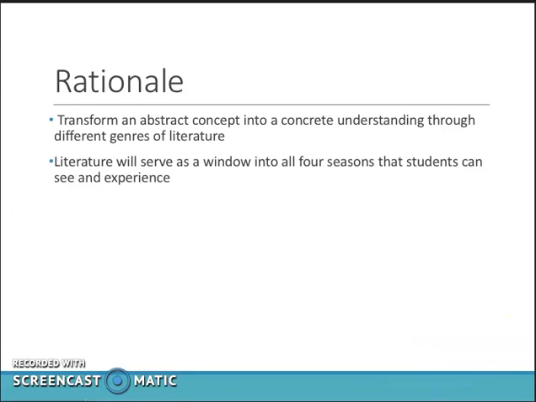My rationale here is to transform an abstract concept into a concrete understanding through different genres of literature. Students can't touch, taste, or experience all four seasons at one time because they take a year to experience all. So it's hard for them to understand something that's not right in front of them. And so yes, we can talk about the current season, but they won't necessarily understand all of the following seasons as well as they would if they were in it.